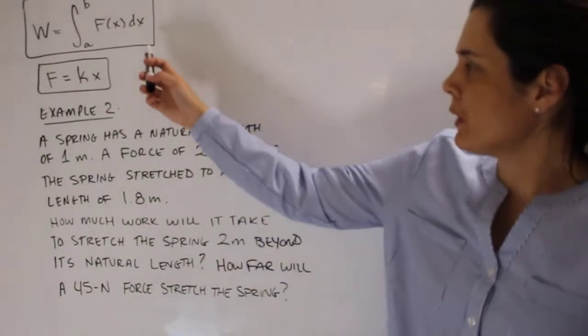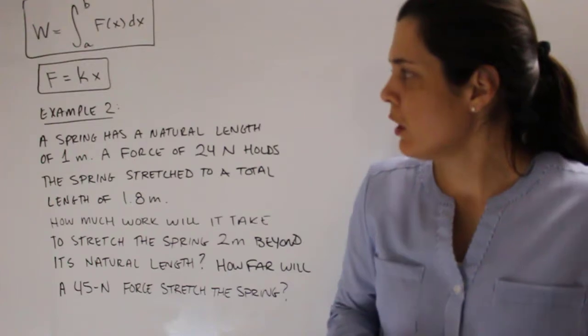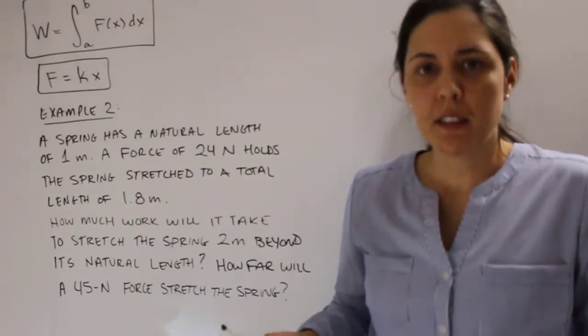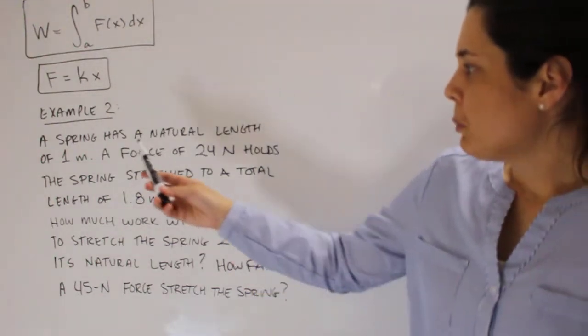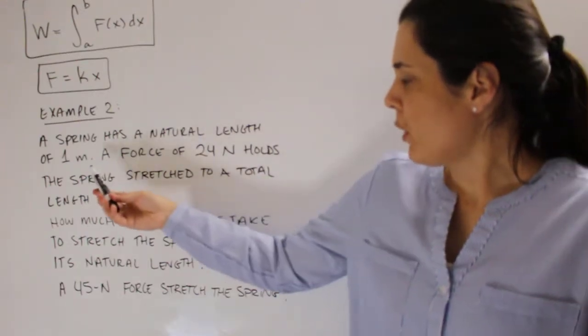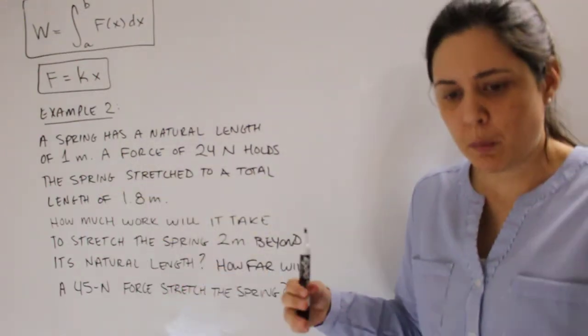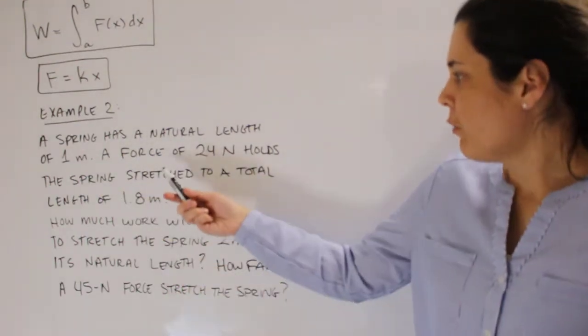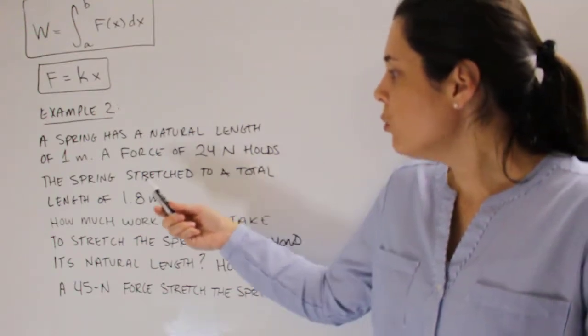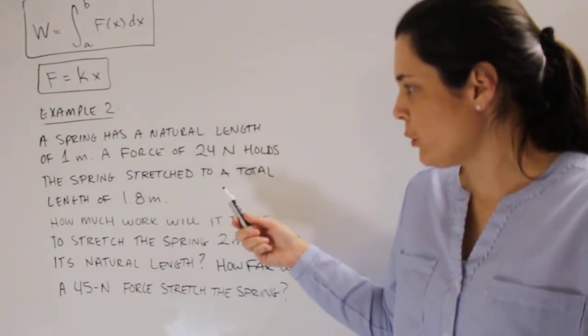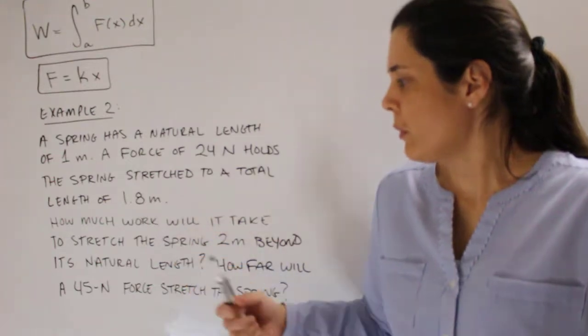So I have our formulas here for work and then Hooke's law. Now let's read this example and then go through it. A spring has a natural length of 1 meter. So at rest, the spring is 1 meter long. A force of 24 newtons holds the spring stretched to a total length of 1.8 meters.